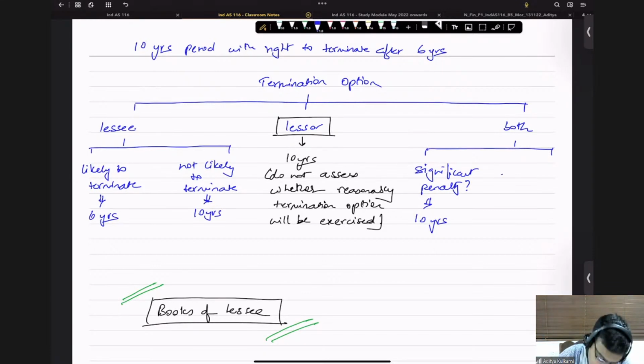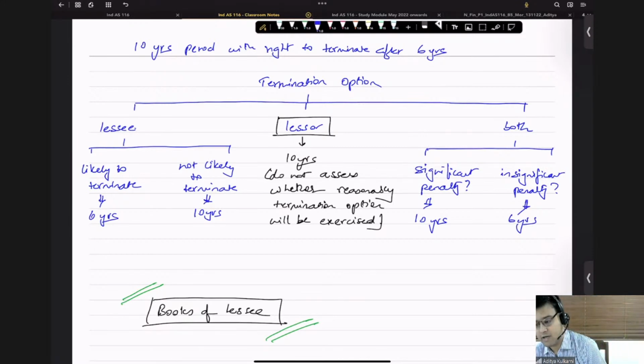If the penalty element is insignificant, then it will be only 6 years. Is it okay? Yes. Are you able to follow?